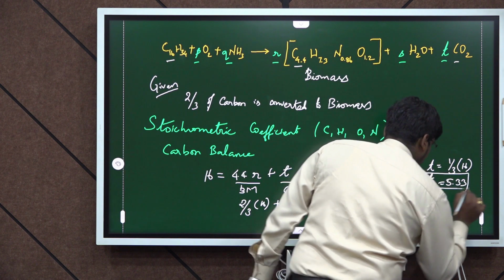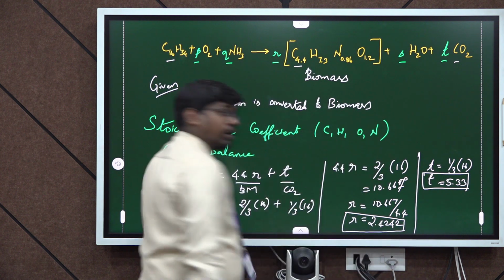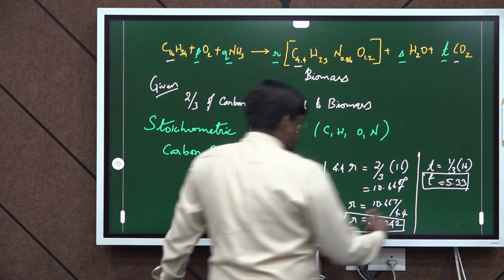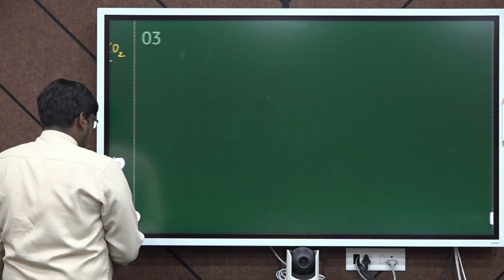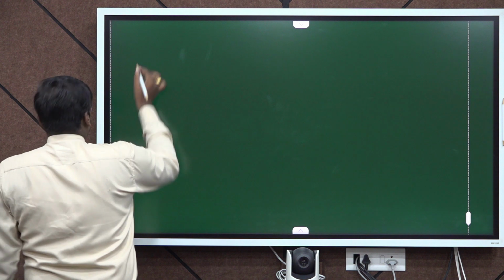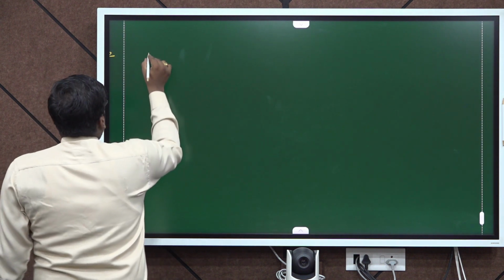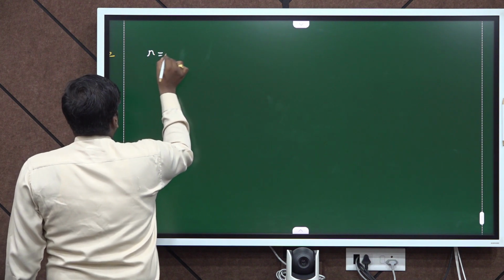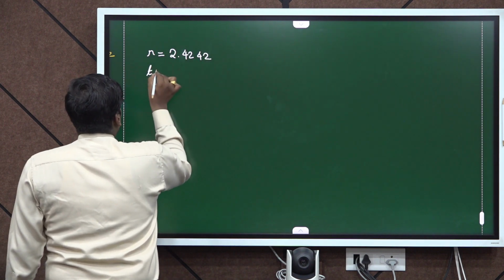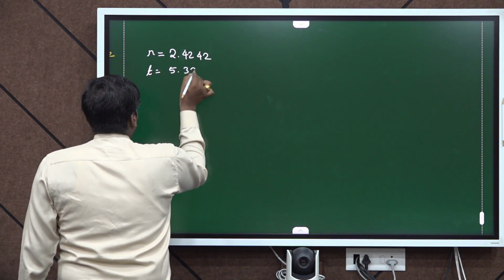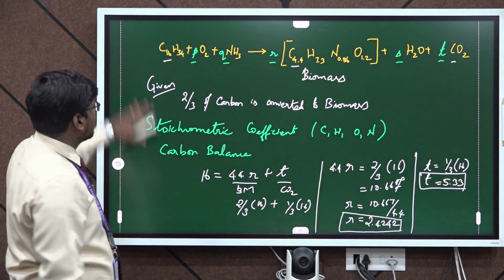So first we have calculated the 2 stoichiometric parameters. Based upon these 2 stoichiometric parameters, we can calculate the next elements balance. So I am writing the stoichiometric balances available here. R is equal to 2.4242 and T is equal to 5.33.